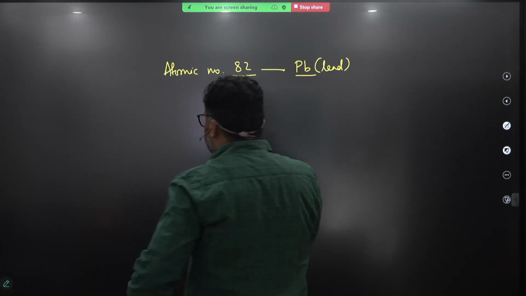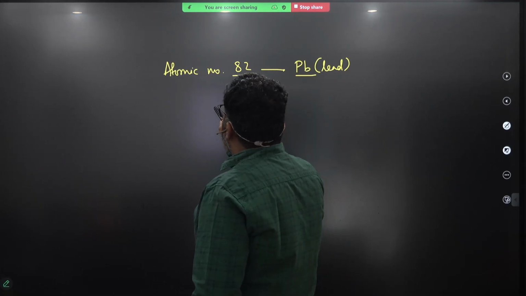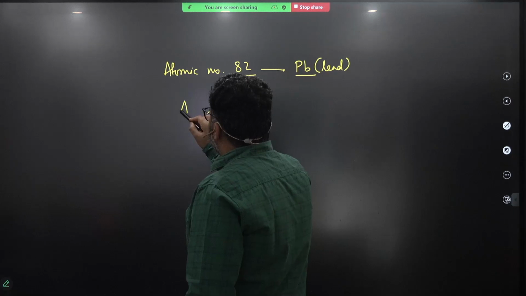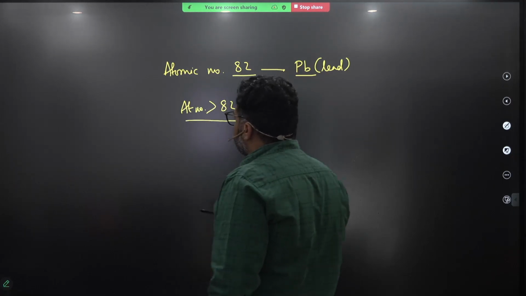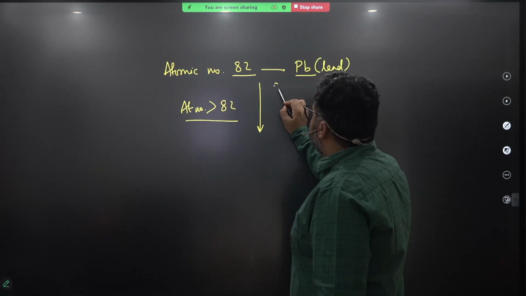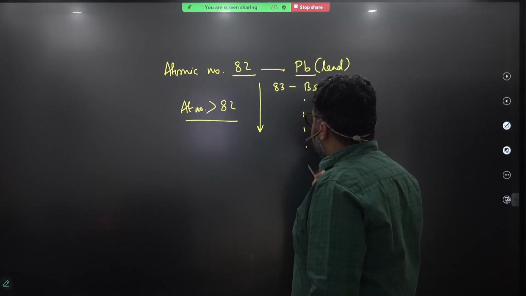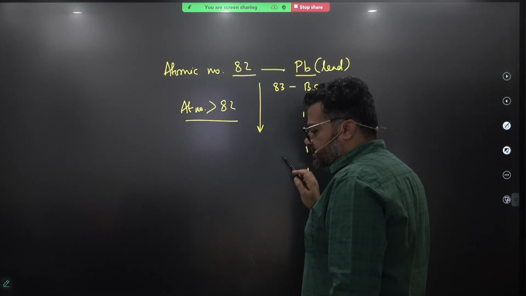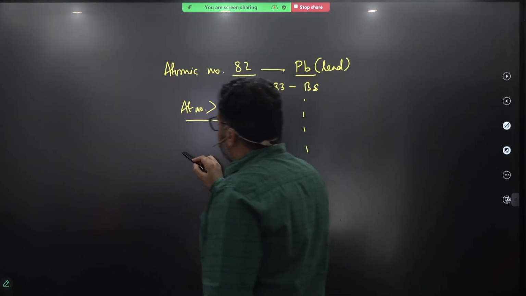So guys, just remember this rule of thumb that all elements having atomic number greater than 82, like after this we have element 83, that is bismuth, right? And likewise element 84, element 85, like this, all elements are radioactive.